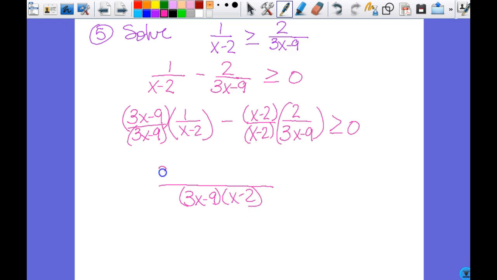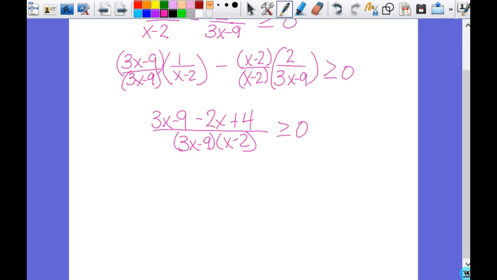And then here, this just gives me 3x minus 9. And then this is a negative, so I have to be careful. This is going to give me 2x minus 4 here, but it's really minus 2x plus 4 equal to 0. Then when I combine my like terms, I'm also going to pull this 3 out of the denominator. It'll make all the calculations a little bit easier. So 3x minus 2x is just x. Negative 9 plus 4 is minus 5 over 3 times x minus 3 times x minus 2, greater than or equal to 0.